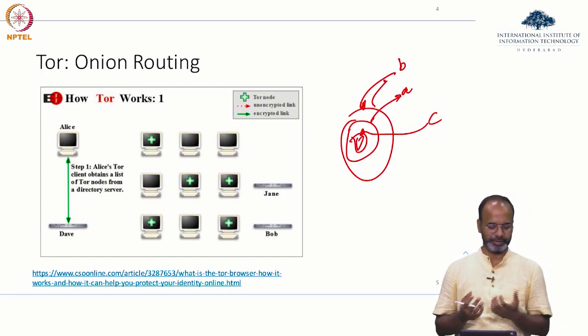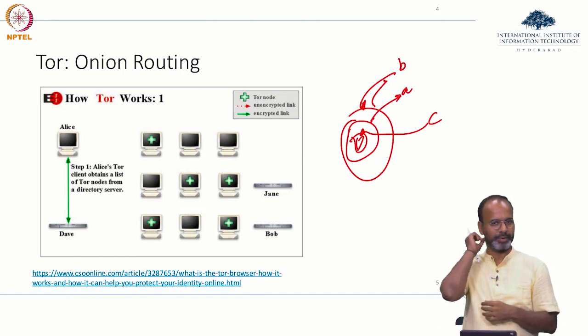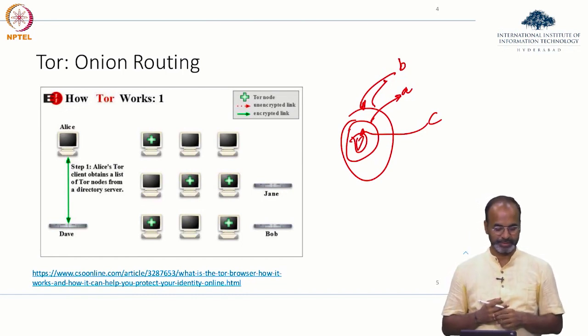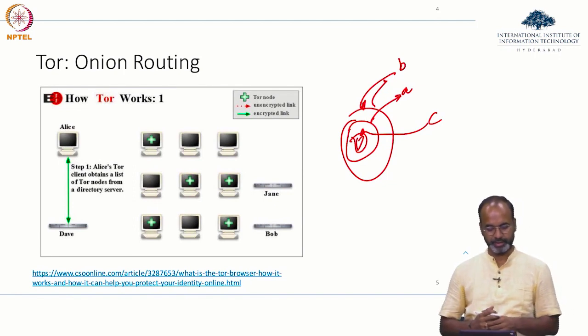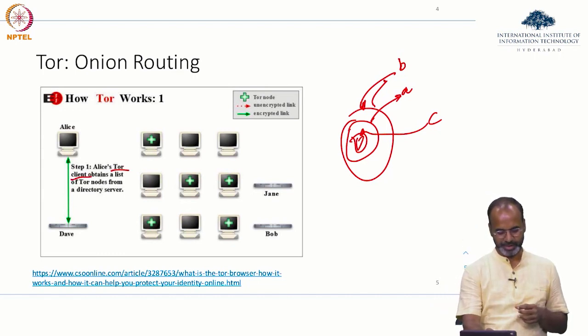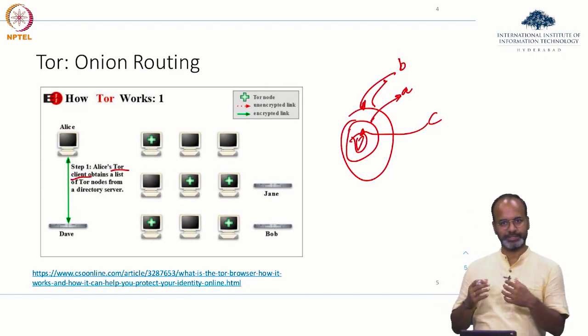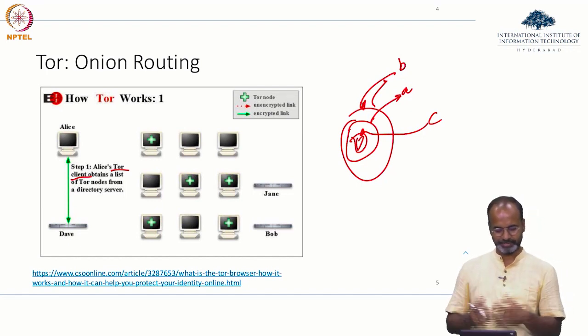That's the idea for Onion Tor. Here are the next 3 slides, which just show you how Tor works. Step 1: Alice's Tor client. Some terms first. Here is a Tor client, which is installed at Alice's place. Let's say Alice wants to access something; the client obtains a list of Tor nodes from a directory server.